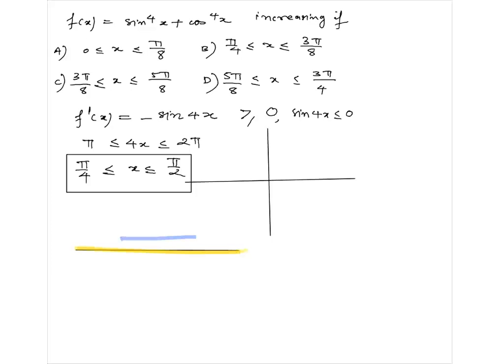Yes. Well, look at the quadrants. When is sine negative? Sine is negative when? Third, fourth quadrant. Third and fourth quadrants means what? 180 degrees to 360 degrees.